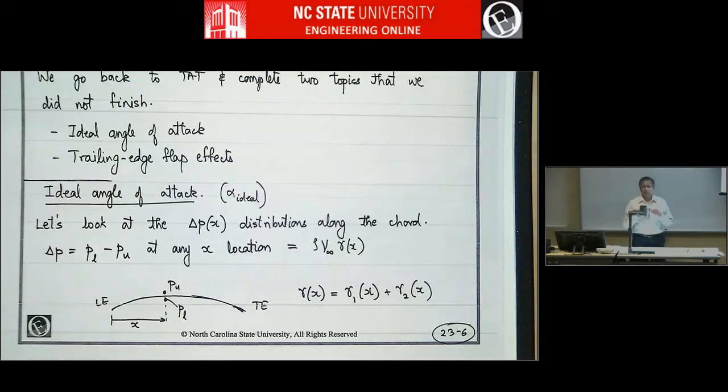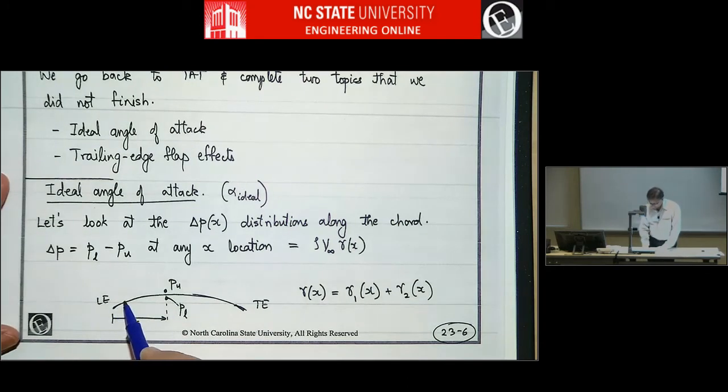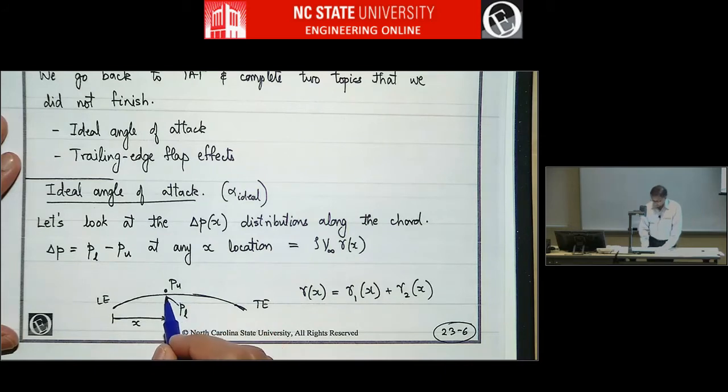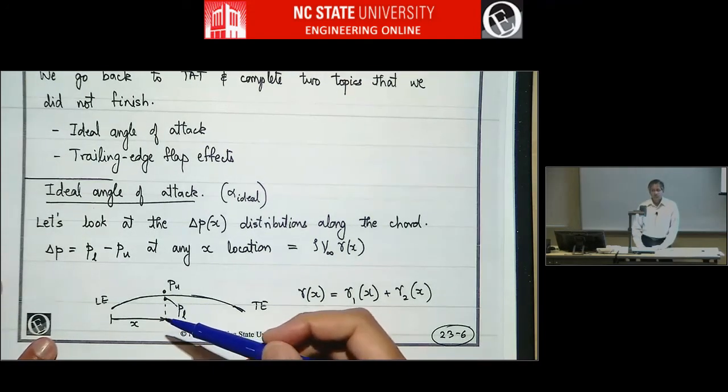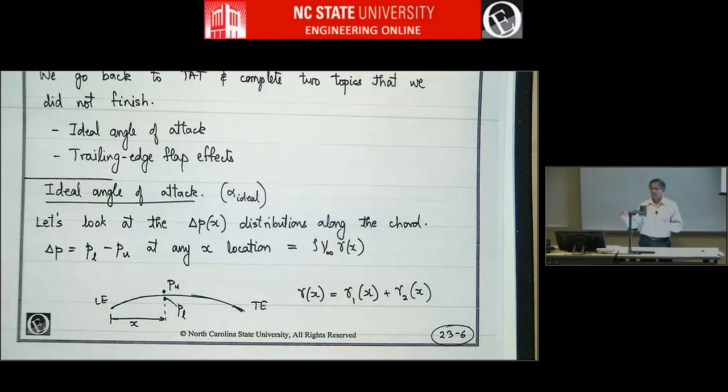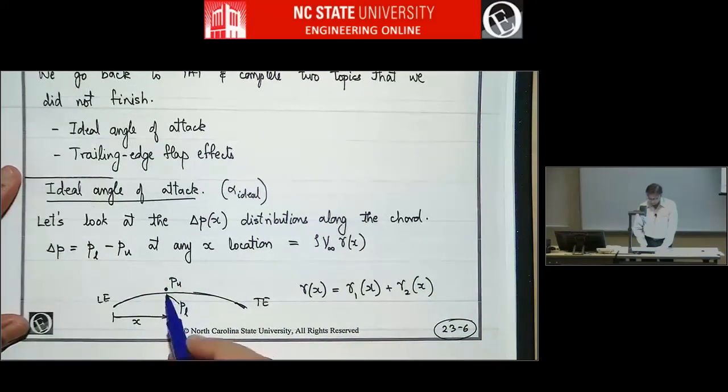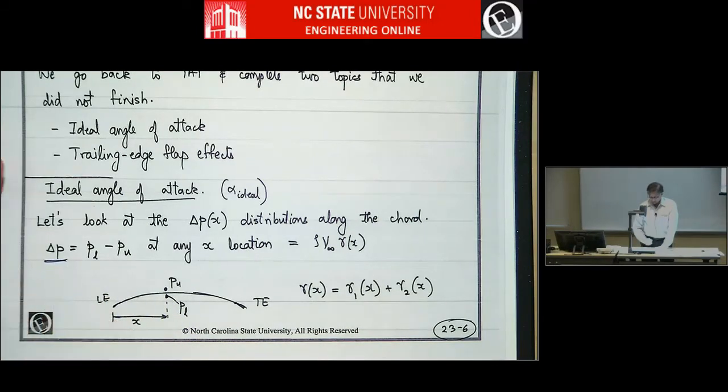Delta P is the pressure difference. If we have a camber line like this, and that's what we are trying to simulate with thin airfoil theory, and we take some x location, there's going to be a lower pressure on the upper surface, and usually for a lifting airfoil, the pressure on the lower surface will be larger on average, and so you get positive lift. So this pressure difference delta P is PL minus PU at some x location.